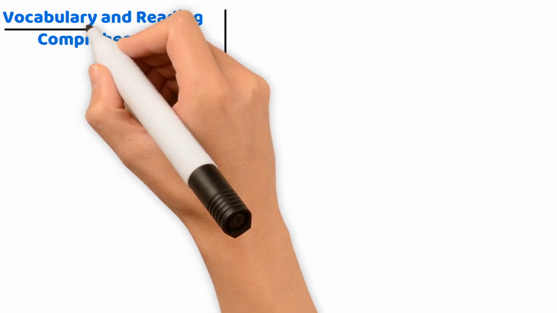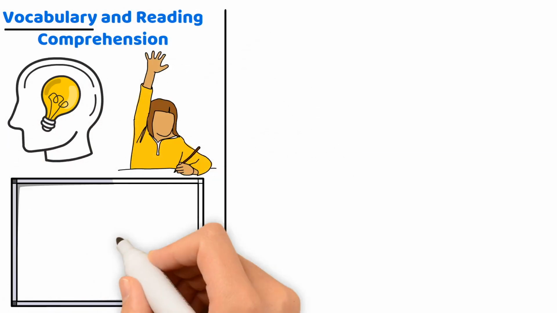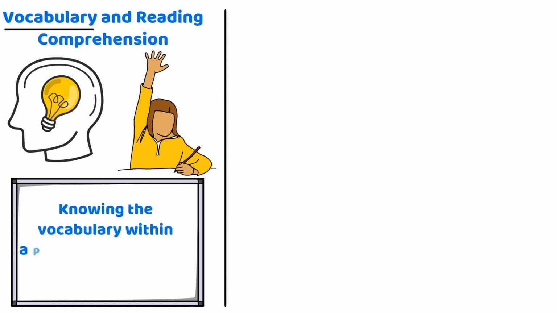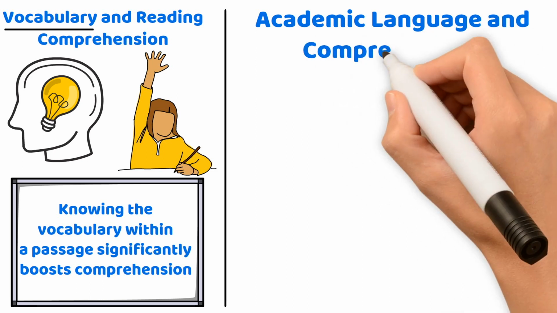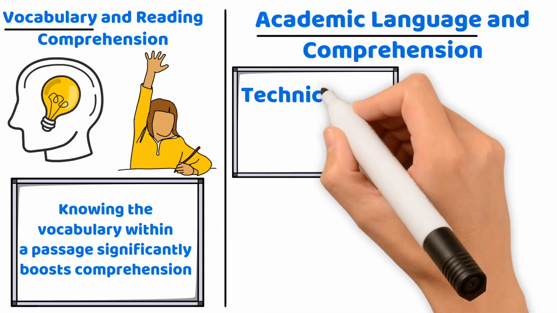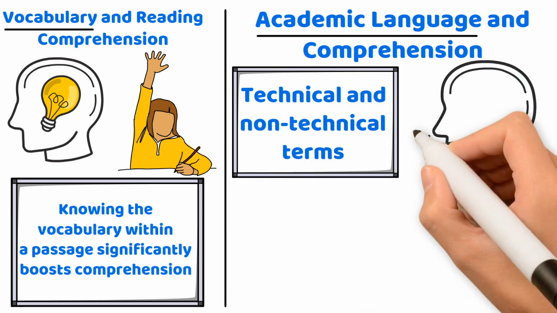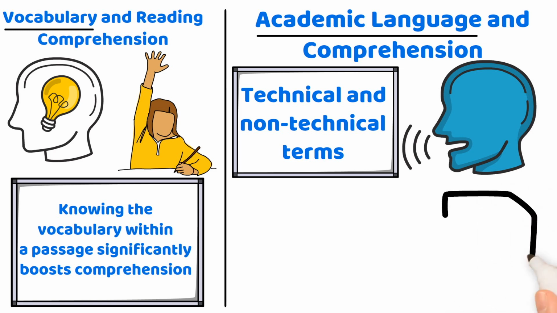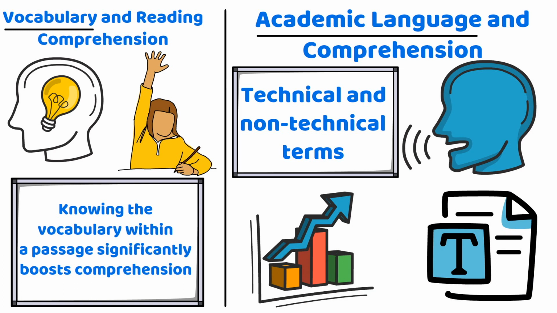Vocabulary and reading comprehension. Vocabulary is also a key indicator of how well a student will comprehend a text. There's a clear correlation here. Knowing the vocabulary within a passage significantly boosts comprehension. Academic language and comprehension. Moving on to academic language, which includes both technical and non-technical terms found within academic texts. A solid grasp of this language type empowers students to better understand and engage with complex texts, thereby improving comprehension.